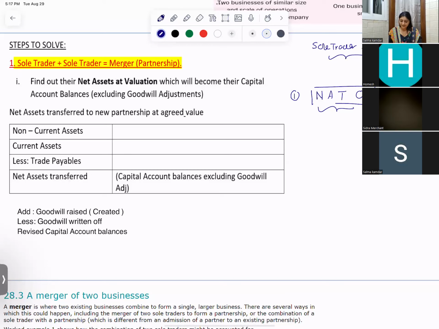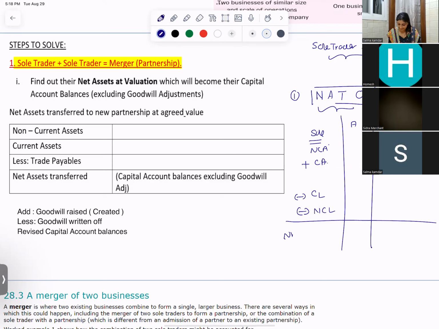Let's take an example. Every sole trader will have his non-current assets, his current assets, and his current liabilities. Suppose one partner is A and the other partner is B. Non-current assets plus current assets, minus current liabilities, minus non-current liabilities, will give you the NATO for A.